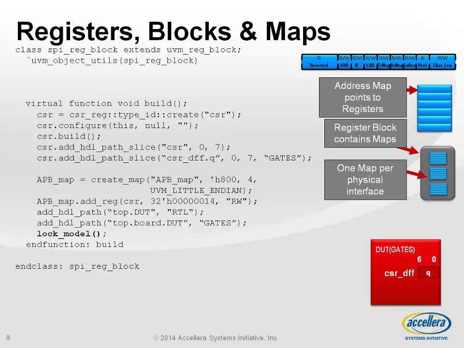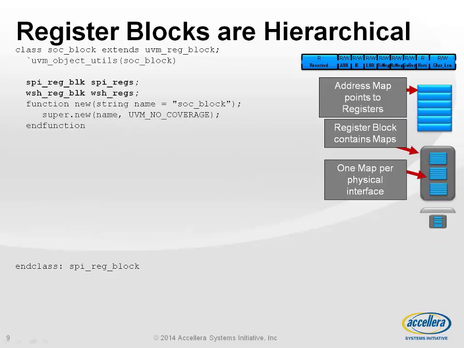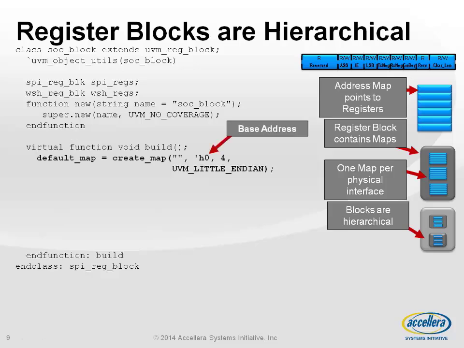Then we also have this notion of hierarchy in register blocks, because as we said, you may have an RTL block with registers in it, and that may be part of a bigger RTL block with other registers in it. So we have multiple register blocks here, SPI registers and wishbone registers. So our SOC block here is extended from the reg block, registered with the factory. We have the constructor for it. So we also have a build method for this now, and we specify the default map.